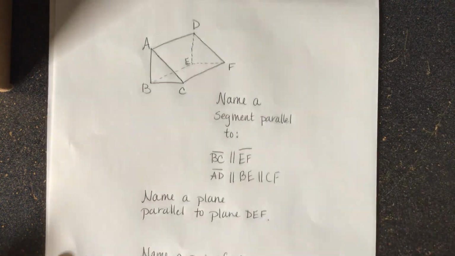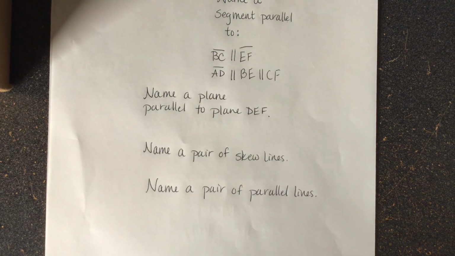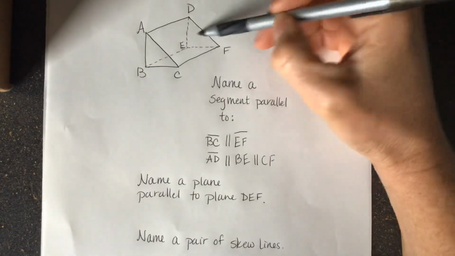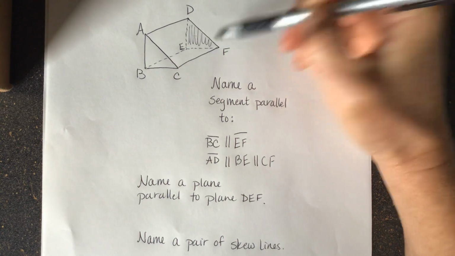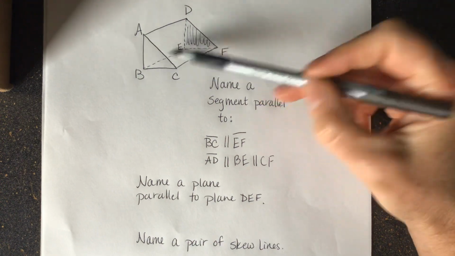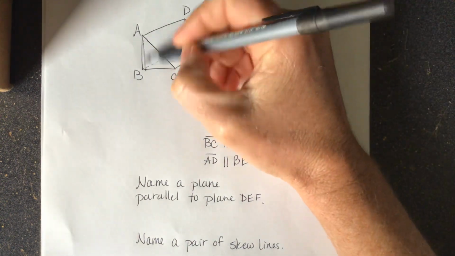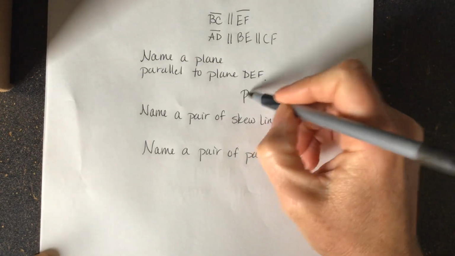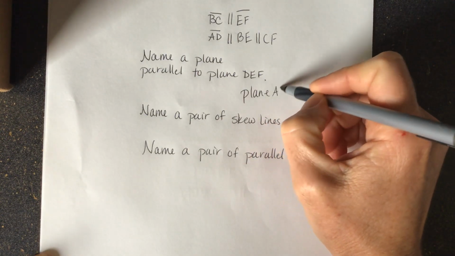Okay, next says name a plane parallel to plane DEF. So DEF is right back here. It's that triangle. This is a prism, and these are bases, and bases are parallel, and you can see that this would be parallel right here. So a plane parallel to DEF would be plane ABC.